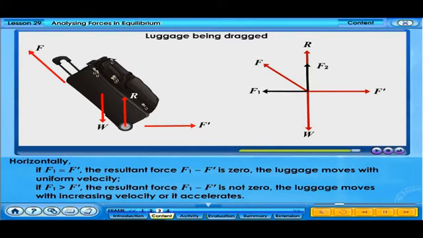Horizontally, if F1 equals F prime, the resultant force F1 minus F prime is zero. The luggage moves with uniform velocity. If F1 is greater than F prime, the resultant force F1 minus F prime is not zero. The luggage moves with increasing velocity, or it accelerates.